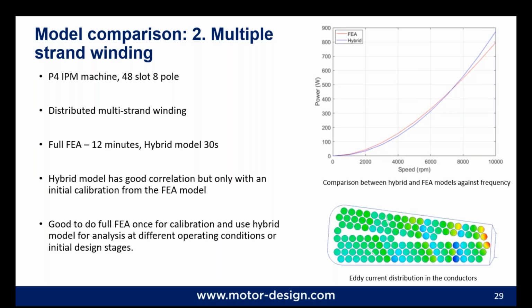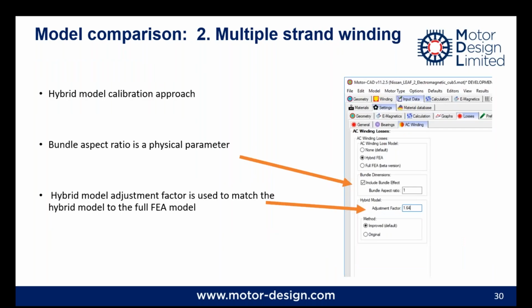We can get very good correlation between them, but it does require an initial calibration from the FEA model. With our design workflow, when we do a design, we can do one full finite element solution, get a calibration factor for our hybrid model, put that in, and then use that hybrid model as we move further on to calculate lots of different operating points. That should be fine as long as we don't make too many major design changes.